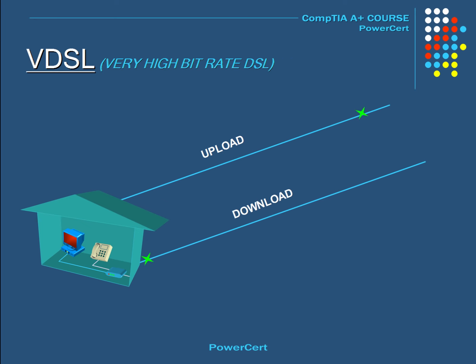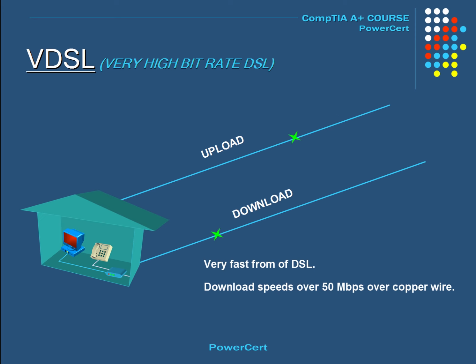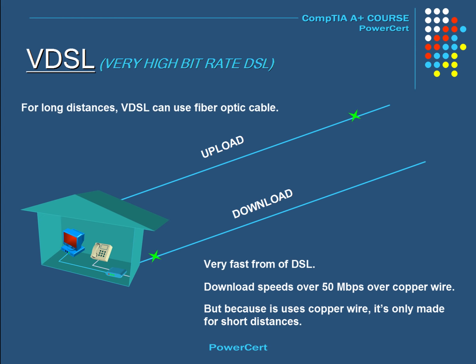And VDSL stands for Very High Bit DSL. And this is a very fast form of DSL. It has download speeds of over 50 megabits per second over copper wire. But because it uses copper wire, it's only made for short distances. For long distances, it can also use fiber optic cable.